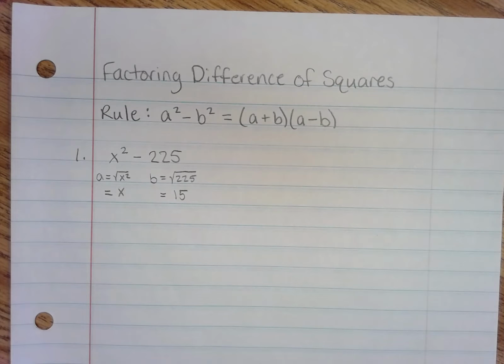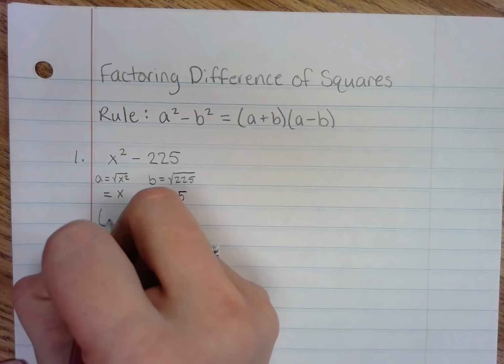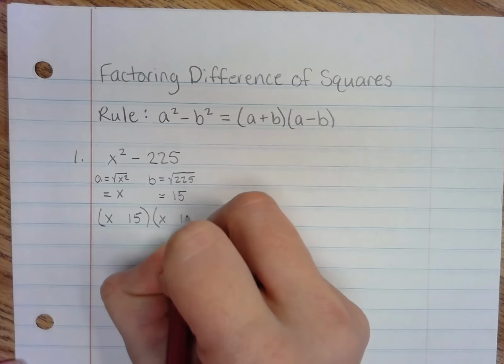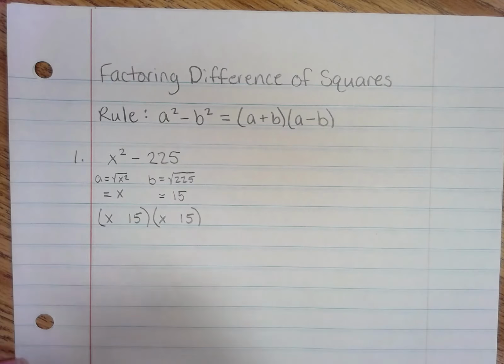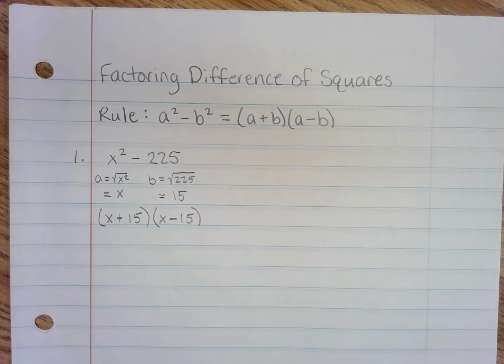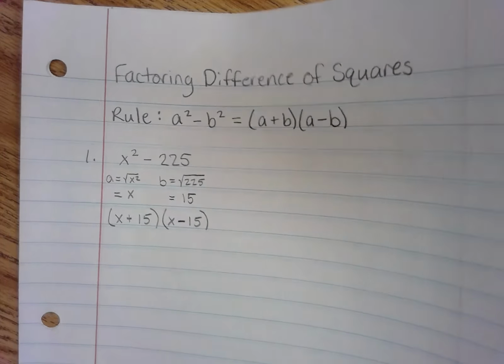So our b value is 15. So we're going to follow the rule of a plus b and a minus b. So your a and b are x and 15. Set up your parentheses where one has a positive and one has a negative. And that is the factored form of this problem for difference of squares. Let's look at another example.